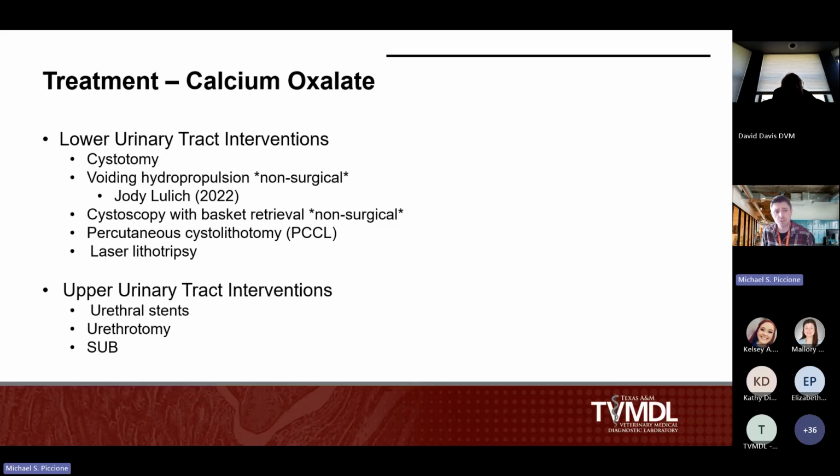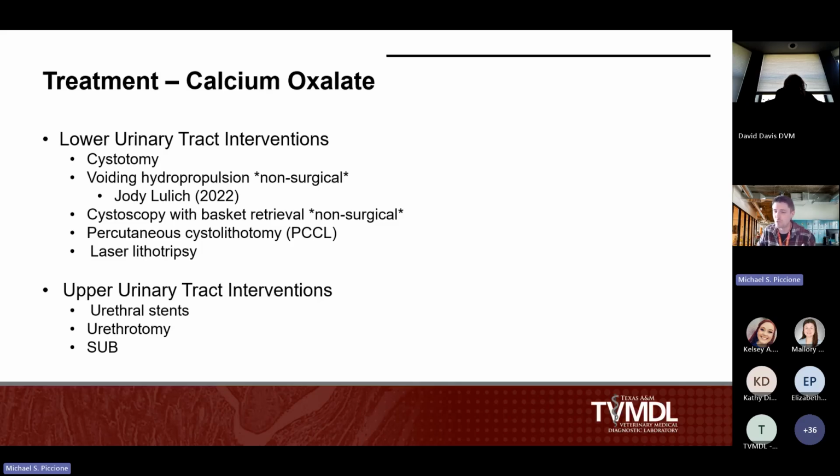This is not an exhaustive list. There are other options like laser lithotripsy, which I won't get into in a lot of detail here. For patients with upper urinary tract uroliths, there are things like ureteral stents, ureterotomy, and finally, the subcutaneous ureteral bypass, or SUB. This is a device that diverts urine from the kidney to the bladder. A catheter is placed into the kidney, a catheter is placed into the bladder, and they both meet at a port under the skin. This can allow not only future monitoring for these patients, but also sampling, flushing, things of that nature.